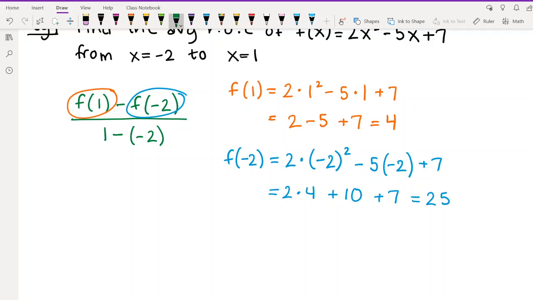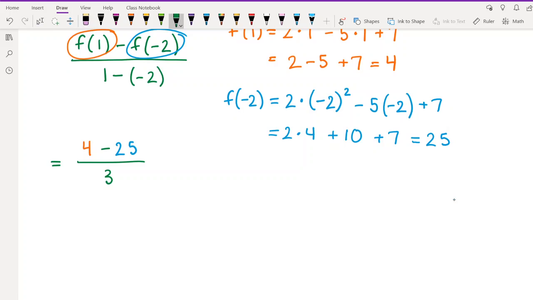Okay, so now we can go back to our same formula here and put those numbers in. So we're going to have 4 minus 25 divided by, so 1 minus -2, that's the same as 1 plus 2, so that's going to be equal to 3.